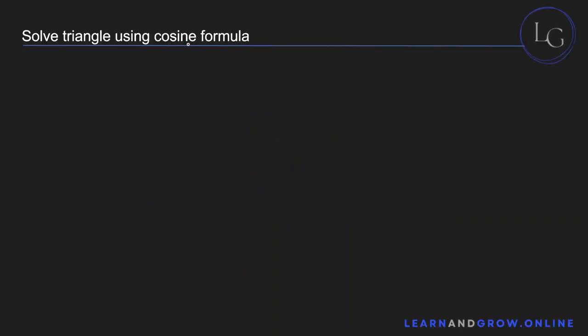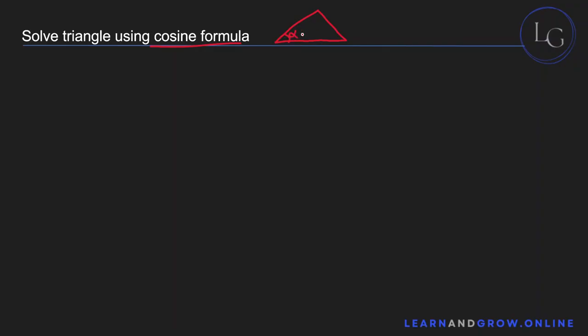Now let's solve a triangle using the cosine formula. Just like the law of sines, you can use this to solve a triangle that is not a right angle triangle. So let's say you have this triangle over here, and say that this angle is angle alpha.